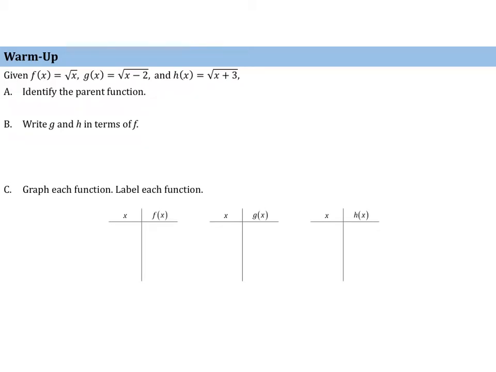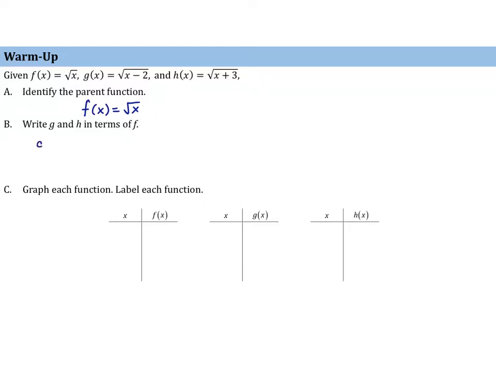Here we have 3 functions, f, g, and h. What we want to do is first identify which of these 3 is the parent function. Now from our list of parent functions, we know that f is our parent function. It's the square root function. So f of x equals the square root of x is the parent function. Now in part b we want to write g and h in terms of f.